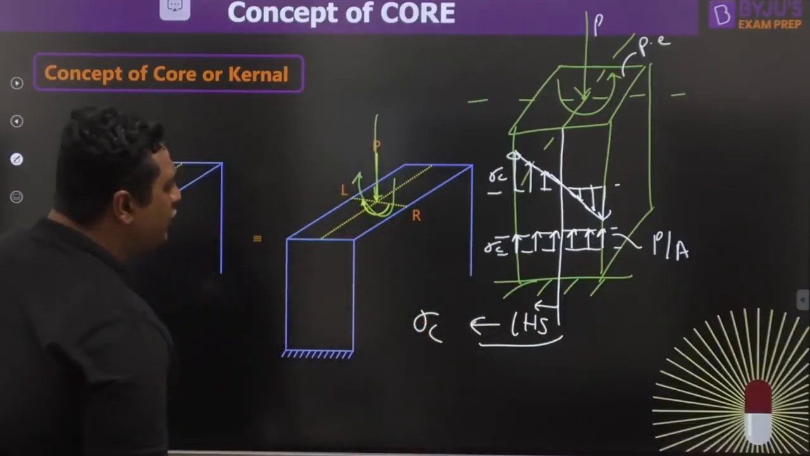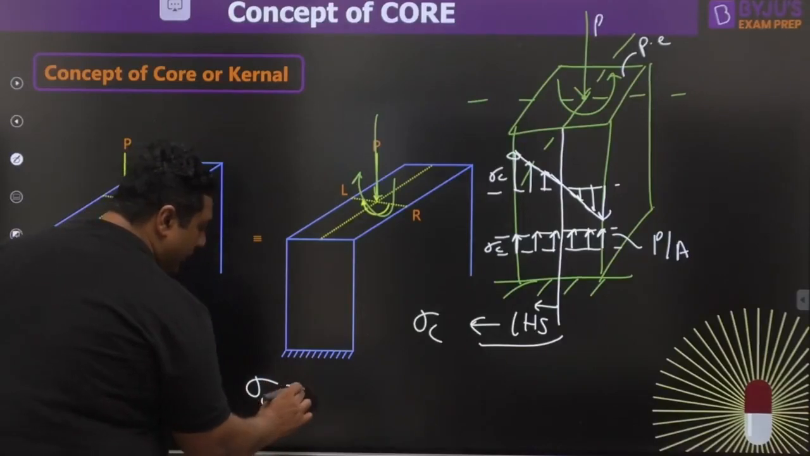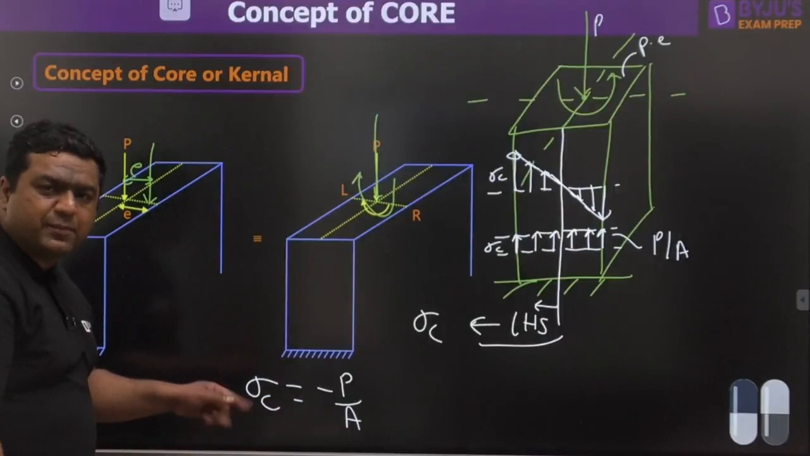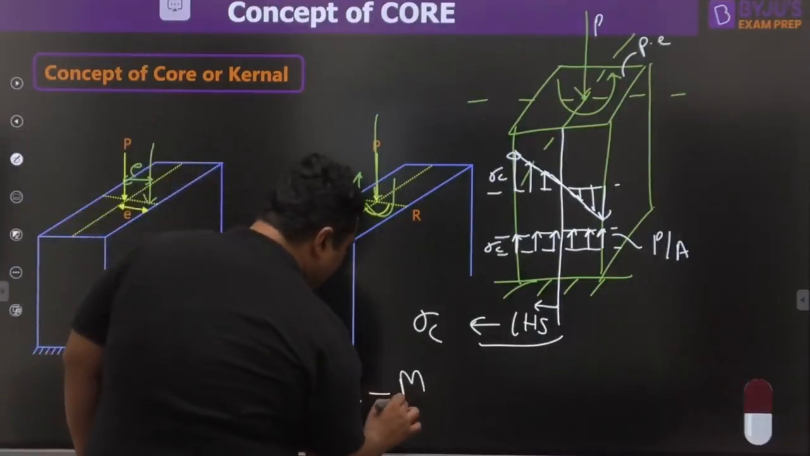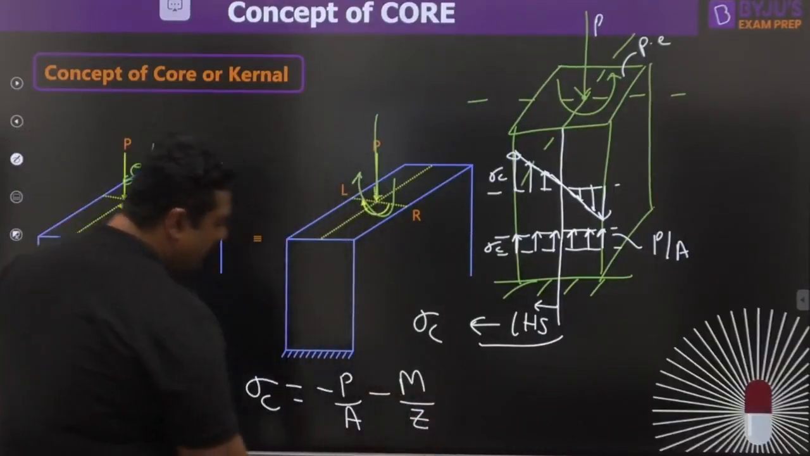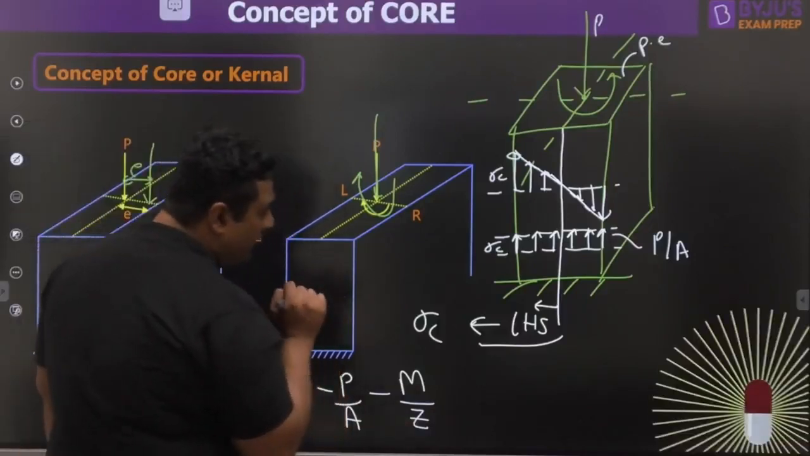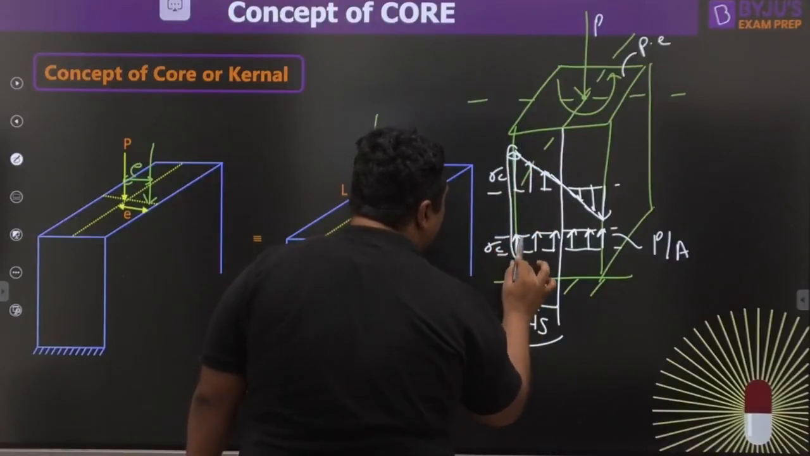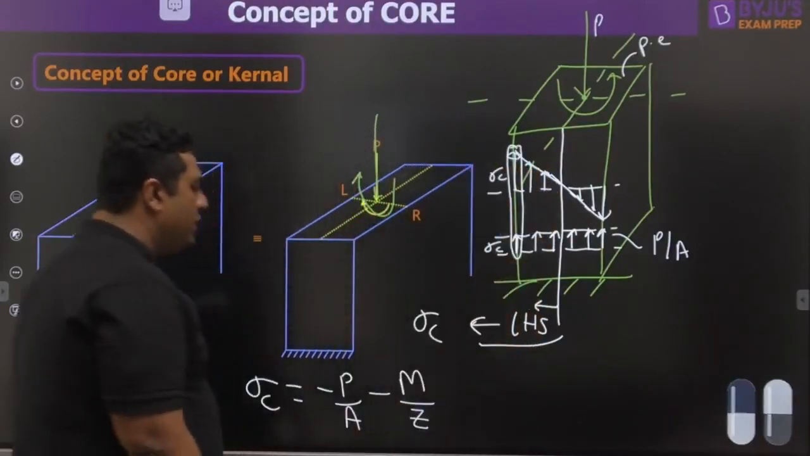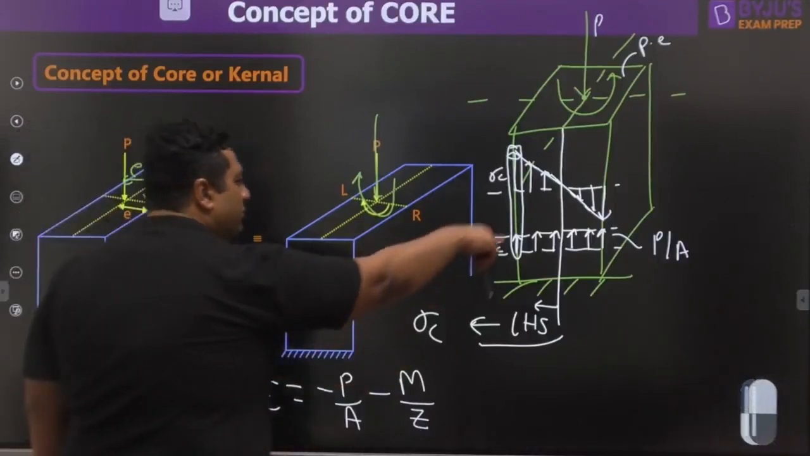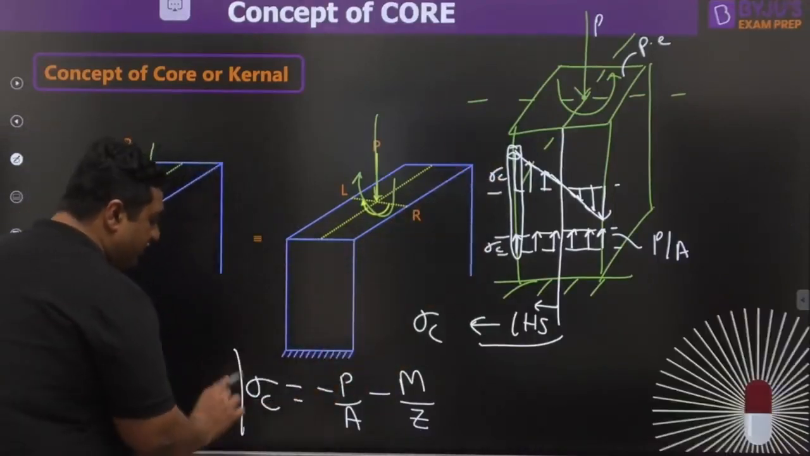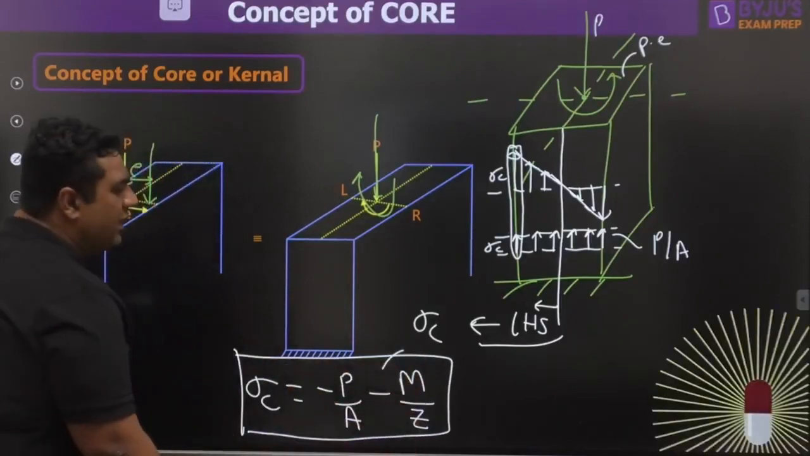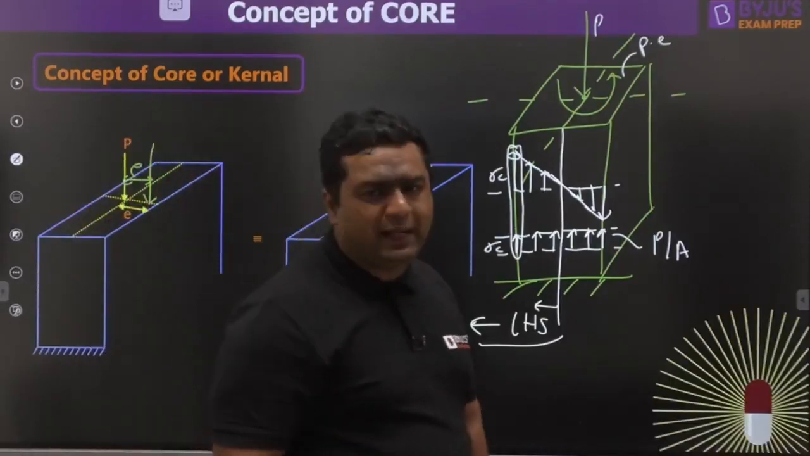And if someone asks you the stresses coming, it is given as minus P by A, which is nothing but the stress coming because of forces, and minus M by Z, which is the formula of bending stress. Why am I writing M by Z? Because we will be talking about the extreme case. Here the stress is going to be maximum. So at this maximum stress fiber, the compressive stress will be this. And as you can see, there are two negative quantities added. It is always going to be negative only.